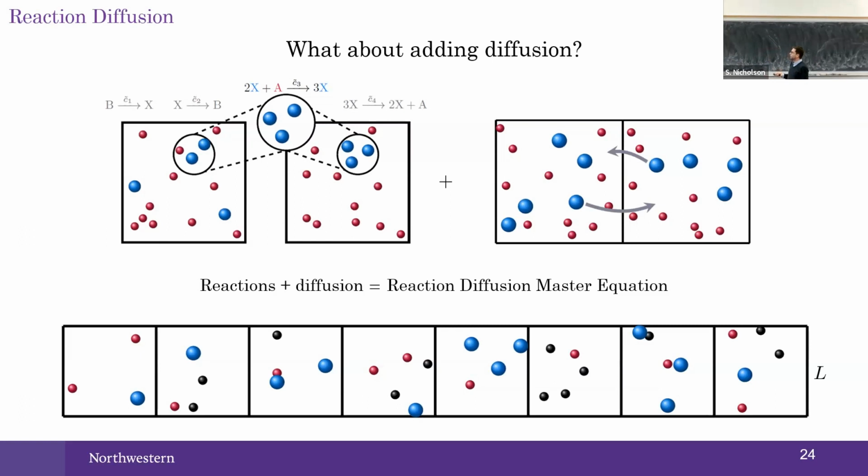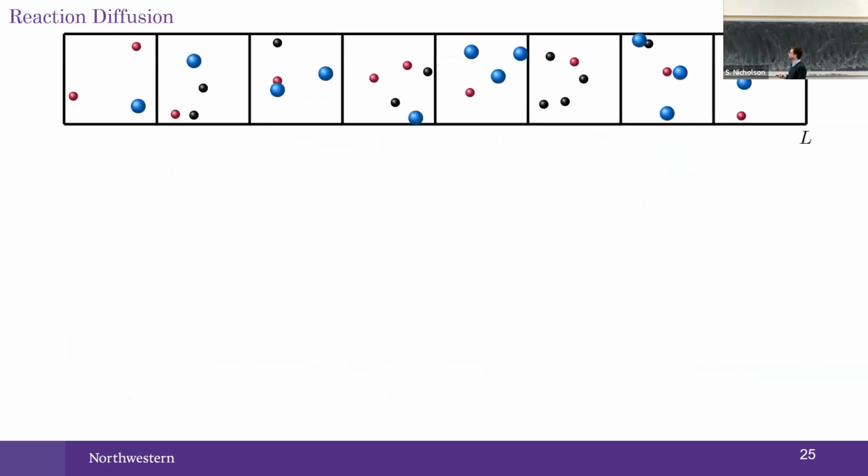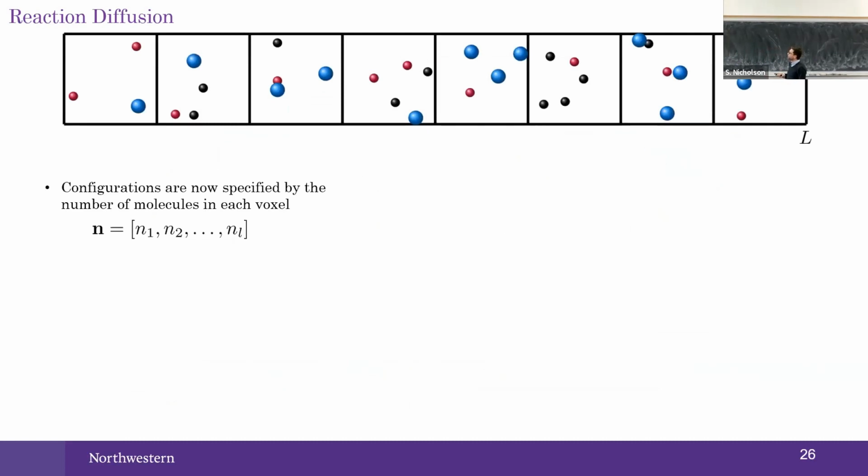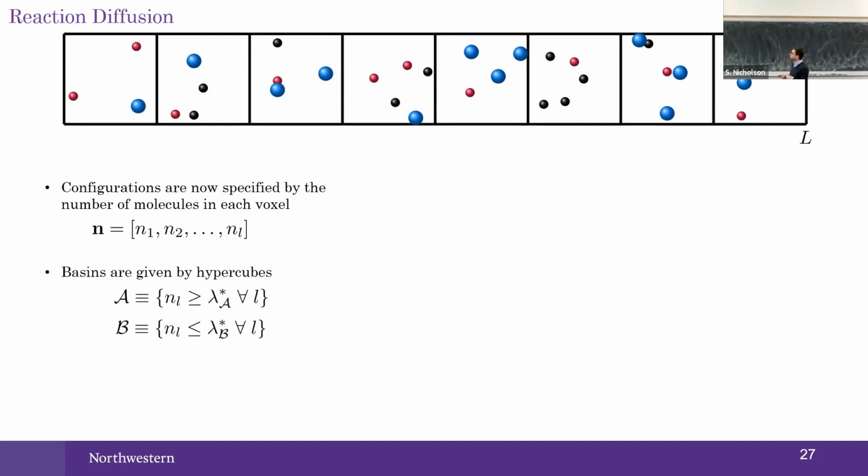Now you can see the problem already. The number of configurations of this thing is going to grow really, really large. So what is the configuration of this? Instead of just the number of molecules, we're back to the place where we have to ask what is the occupancy of each voxel. Our basins are no longer just whether you are larger or less than some number. Now A is going to be the set of states where the occupancy of a voxel is greater than some value lambda_A for all L. This is going to form some hypercube. Likewise, B is going to be the set of states such that the occupancy of all voxels is less than some value lambda_B. So these are now high dimensional regions of our configuration space, and we want to ask, how do we transition between these regions?